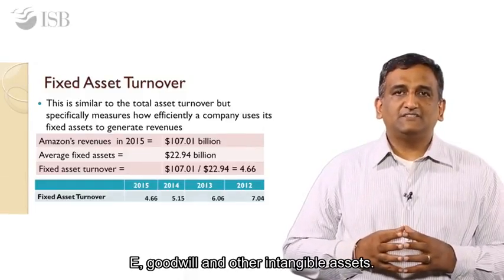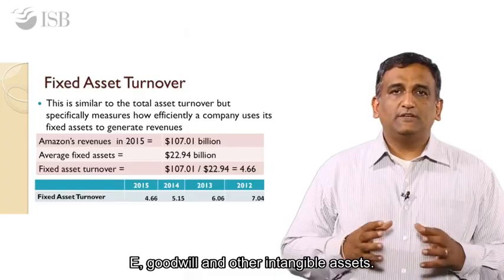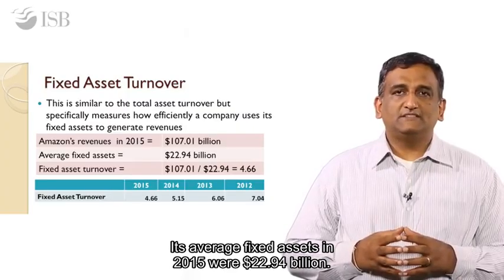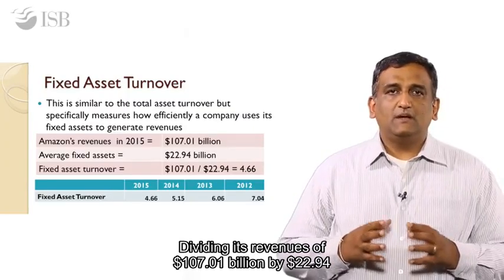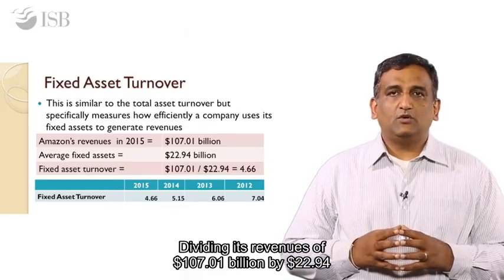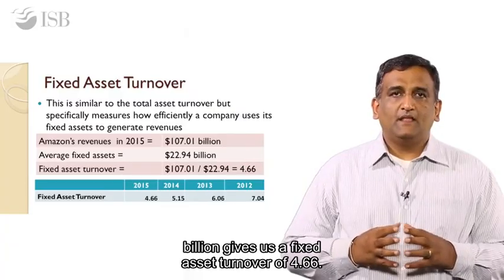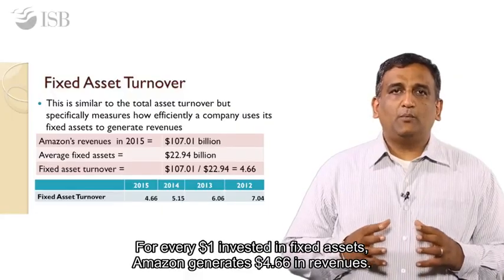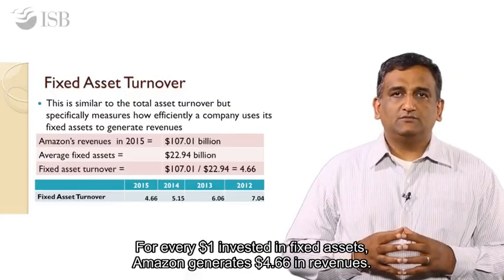Its average fixed assets in 2015 were $22.94 billion. Dividing its revenues of $107.01 billion by $22.94 billion gives us a fixed asset turnover of 4.66. For every $1 invested in fixed assets, Amazon generates $4.66 in revenues.